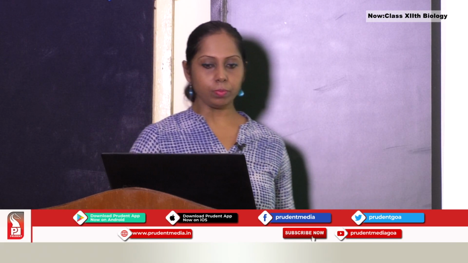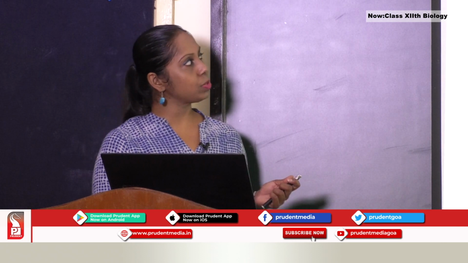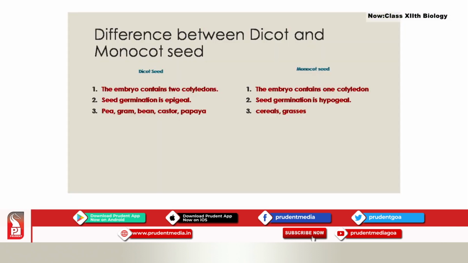You can see the differences between the dicot and the monocot seed now. The dicot seed carries two cotyledons. The monocot seed contains one cotyledon. What are cotyledons? Nourishing or nutritive tissues in the seed. In a dicot seed, the germination is epigeal, and in a monocot seed, the germination is hypogeal.